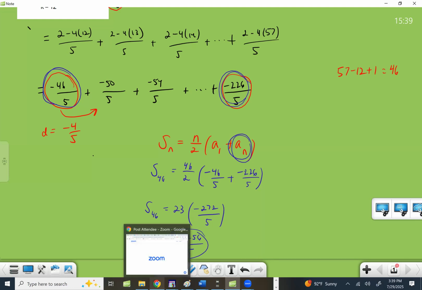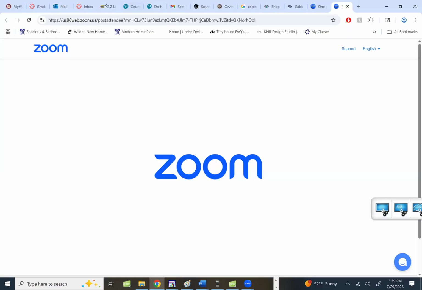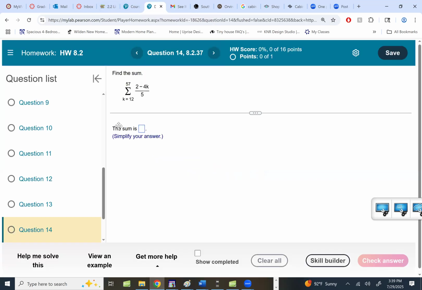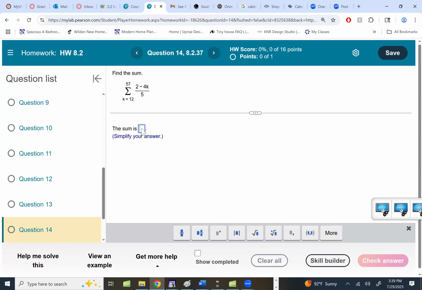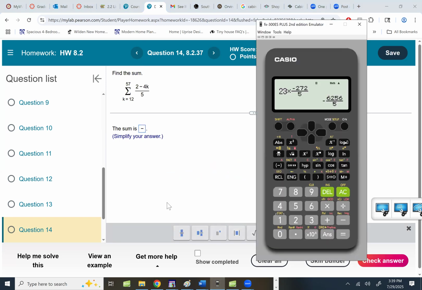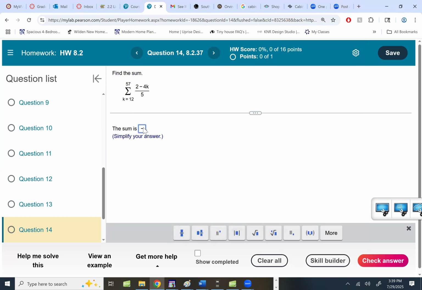Let's go put it in and make sure it's right. My confidence is not super high on this. Let's see. I already forgot it. What was it? 6256.